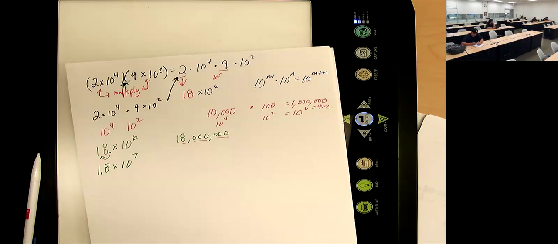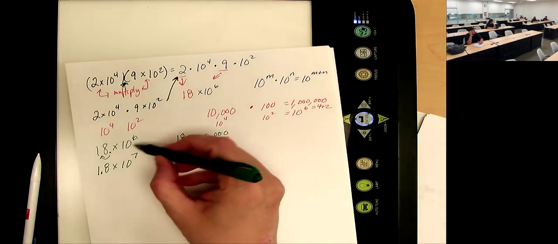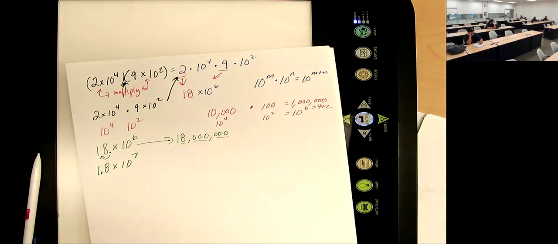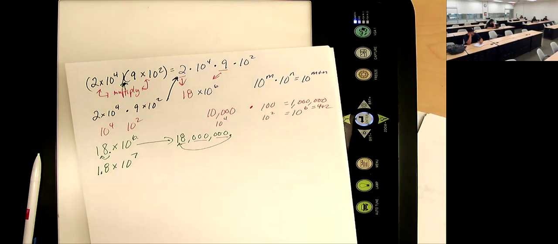That make sense? What part doesn't make sense? The decimal. So I think it gets 7. So if I rewrite the 18 times 10 to the 6 like that, count the decimals to actually put it back into scientific notation. Oh, okay. Does that work for you?